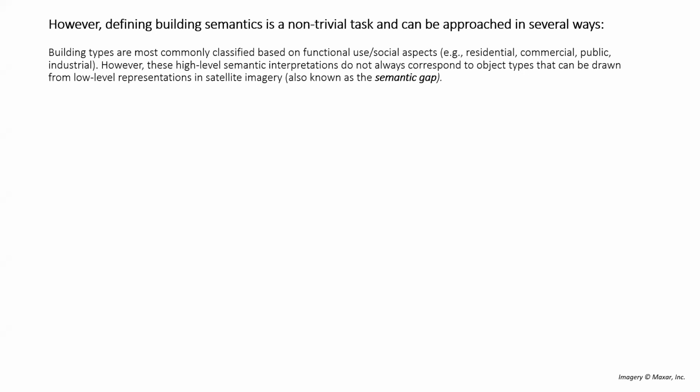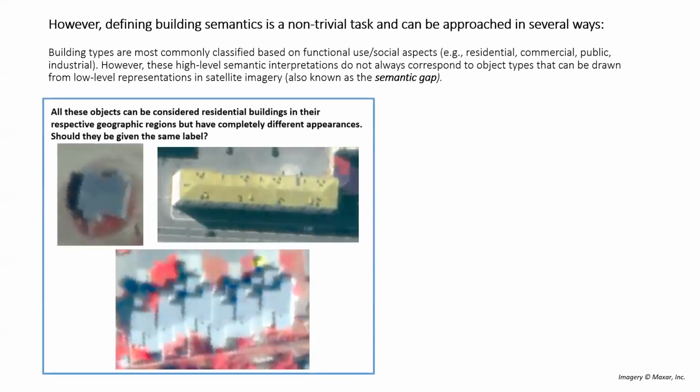But these are super high level semantic interpretations that can be rationalized by humans, but not so easily by a computer, right? Because they don't always correspond to object types that can be drawn from the satellite image. So for example, all three of these buildings can be considered residential buildings in their respective geographic regions across the Arctic.